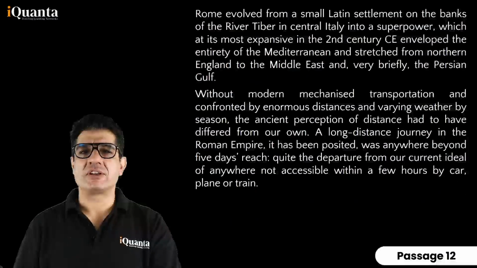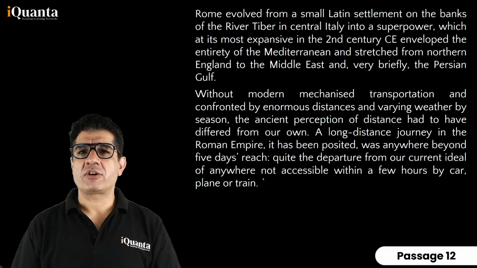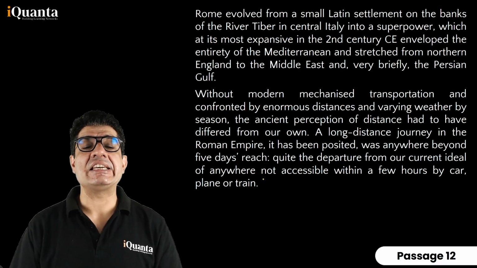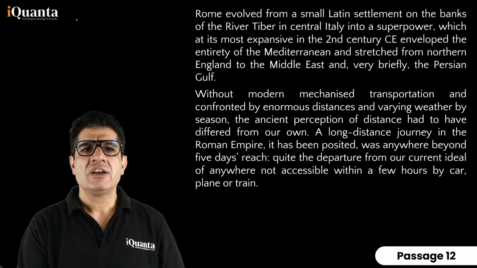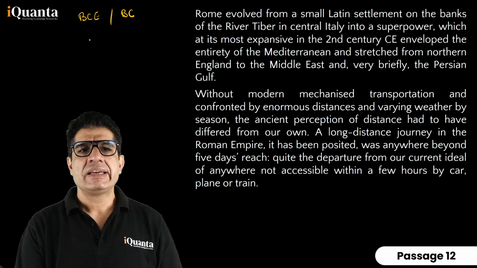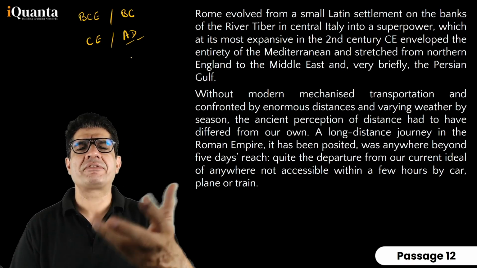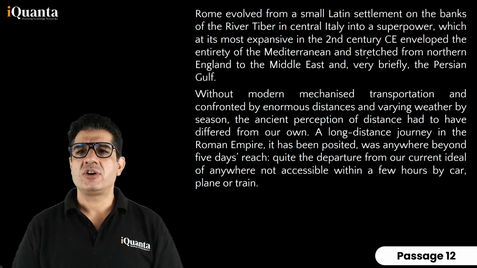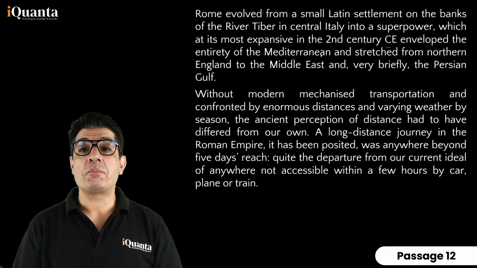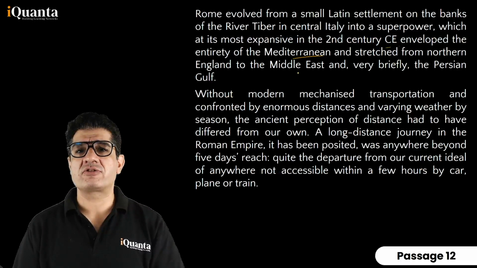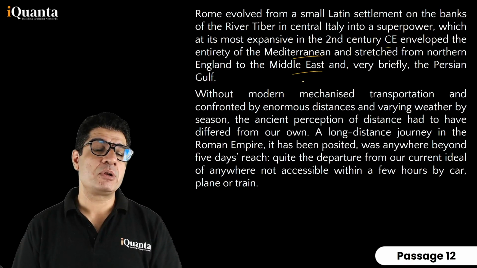those ancient travelers. Then Rome evolved from a small Latin settlement on the banks of the river Tiber in central Italy into a superpower, which was at its most expansive in the 2nd century CE. CE is Common Era. Remember BCE, CE. So BCE is before Common Era, which was called before Christ earlier, and CE is the Common Era, which was called AD. After Christ period essentially. So it enveloped the entirety of the Mediterranean, that entire Spain, Portugal, Turkey part, and stretched from northern England to the Middle East and very briefly the Persian Gulf.